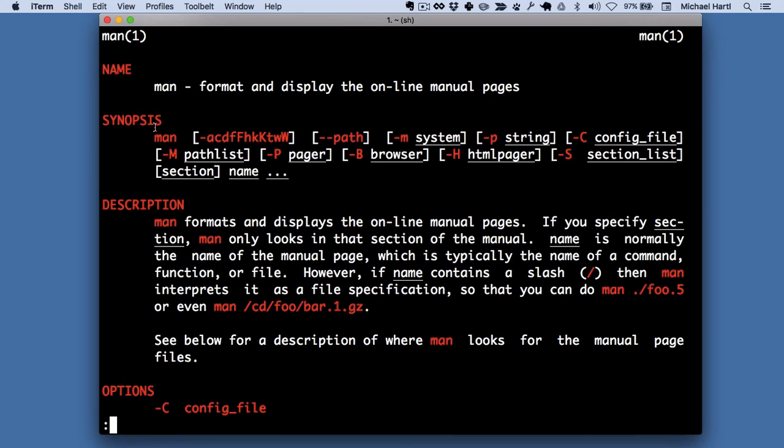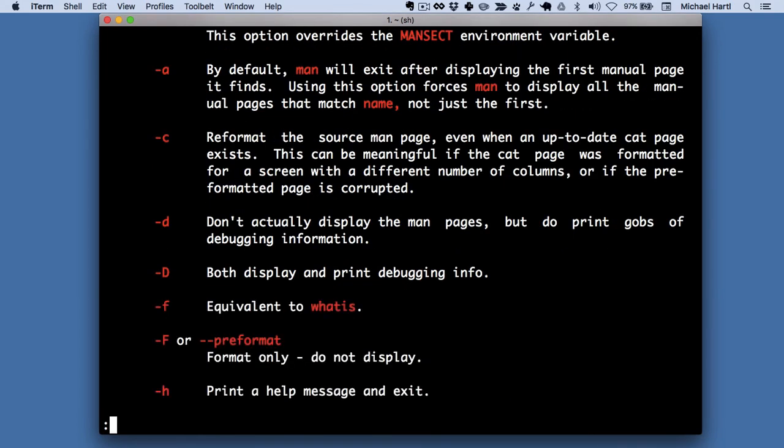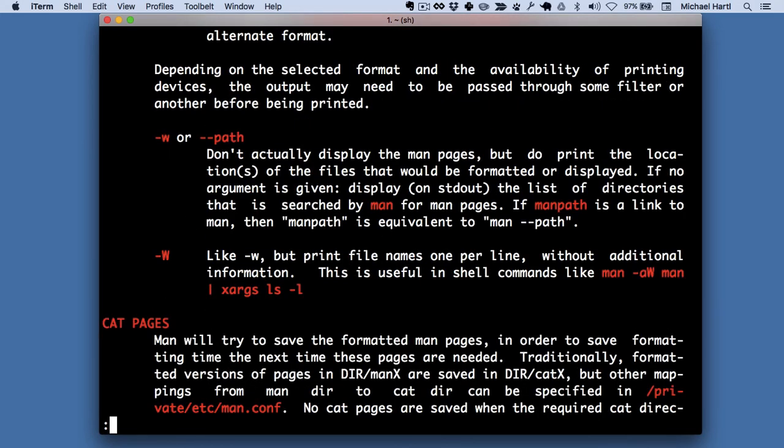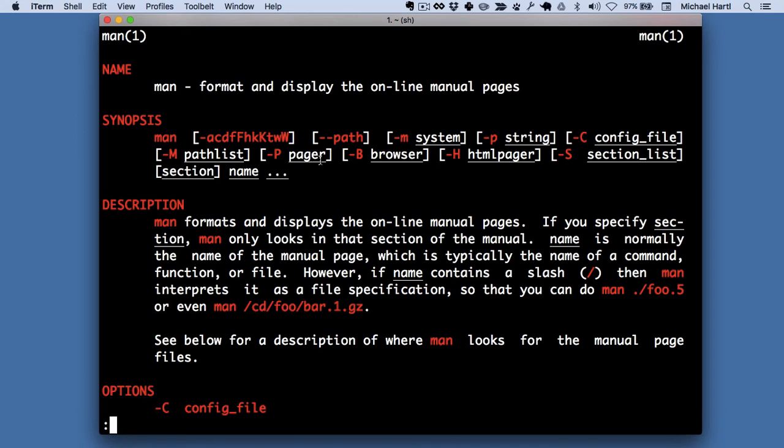So you can see here the synopsis. What is this? Man dash a c d, it's all these options. We can page down. This is the less interface, by the way. We'll be learning more about this later in this tutorial. So there are all these options, and oftentimes this is just totally overwhelming.